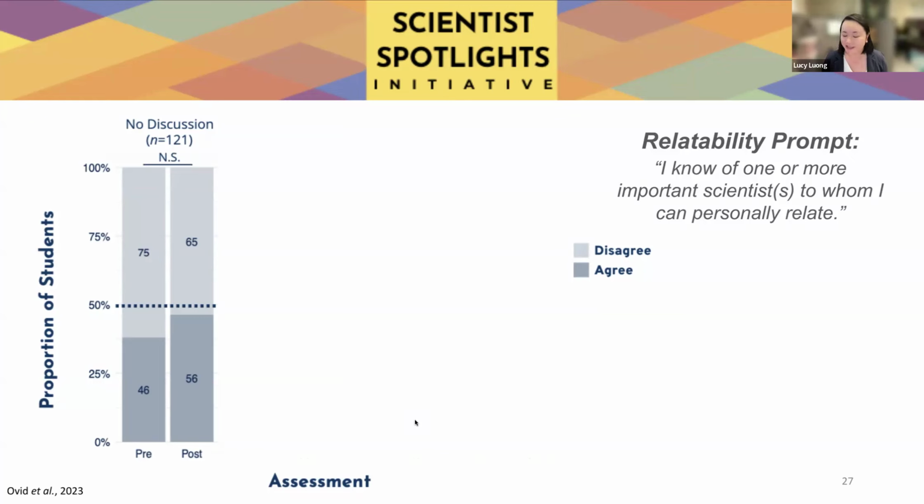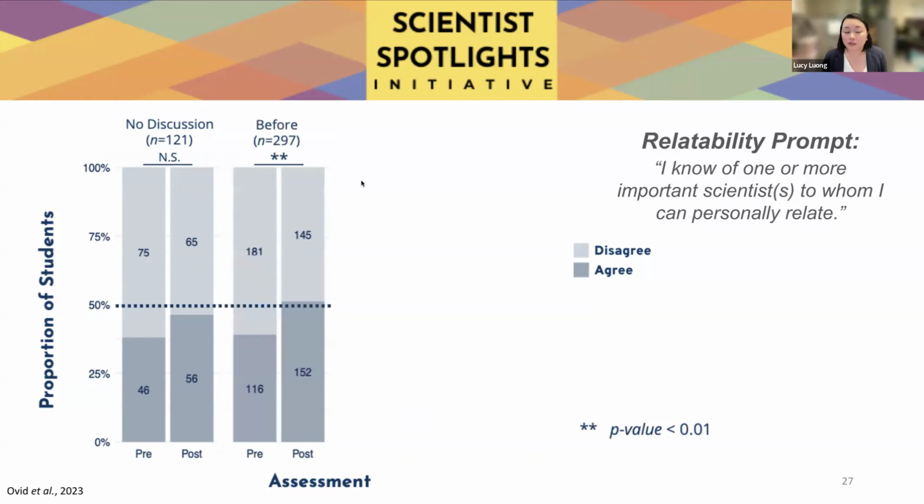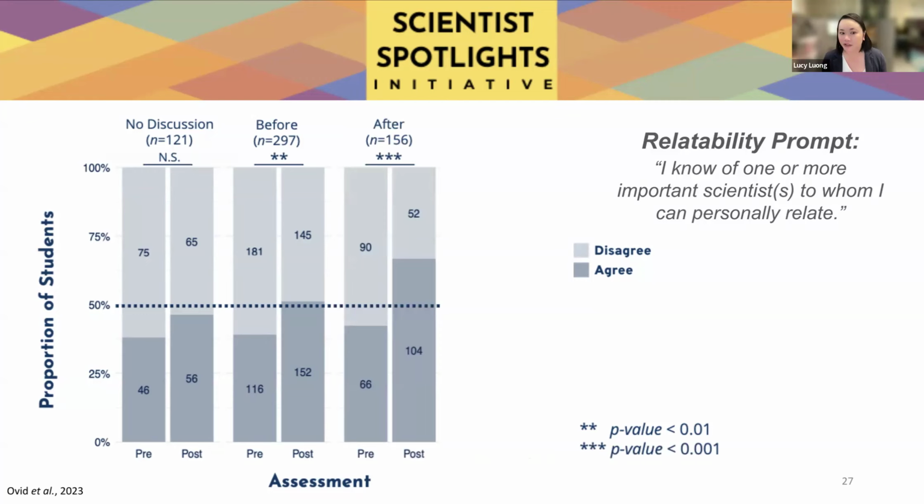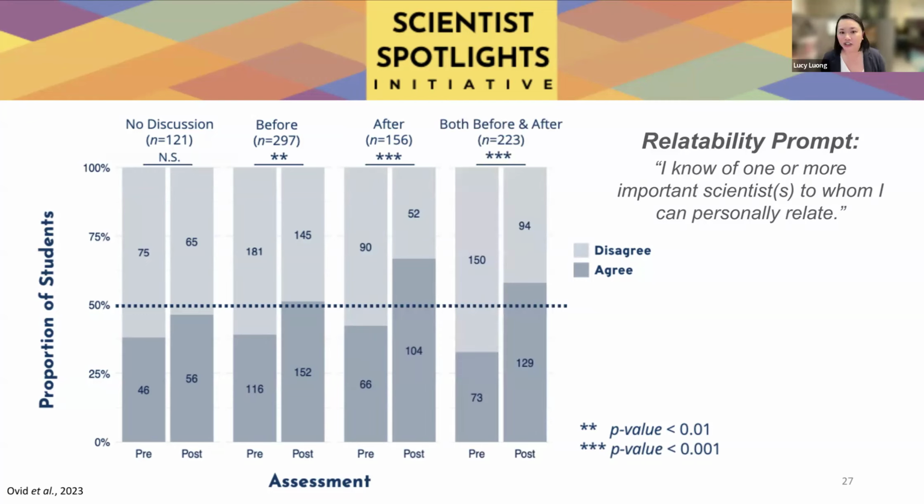ideas on scientist relatability. So teachers that reported no discussion, you see that there's not a significant change. Discussions before, there's quite a significant change. After, an even more significant change, and discussions before and after showing some quite significant changes. So in-class discussions are showing significantly more students shifted their relatability to scientists after, again, 3 scientist spotlights. And that's really informing us on what we want to do next.